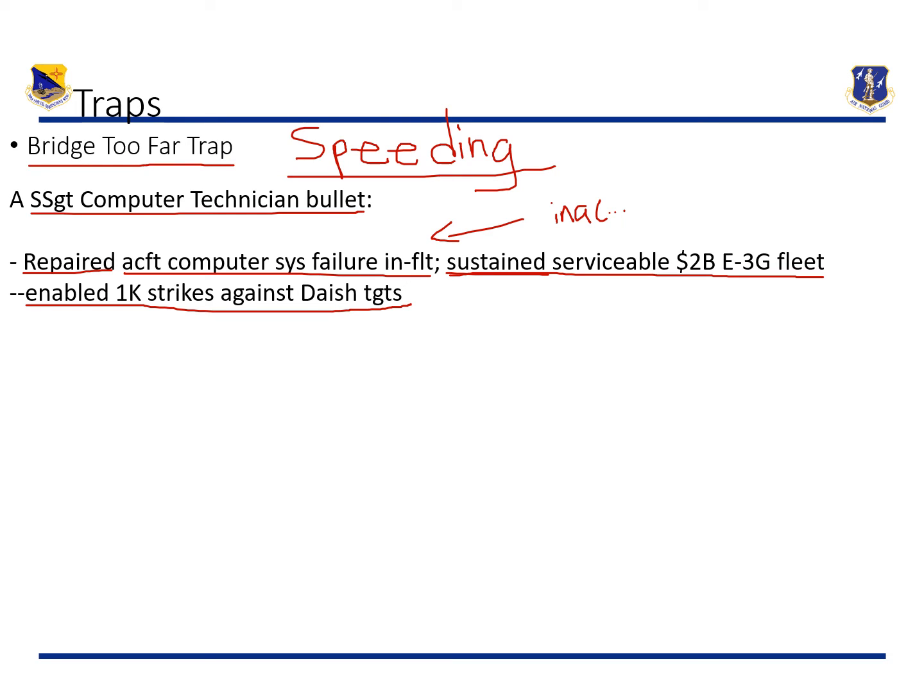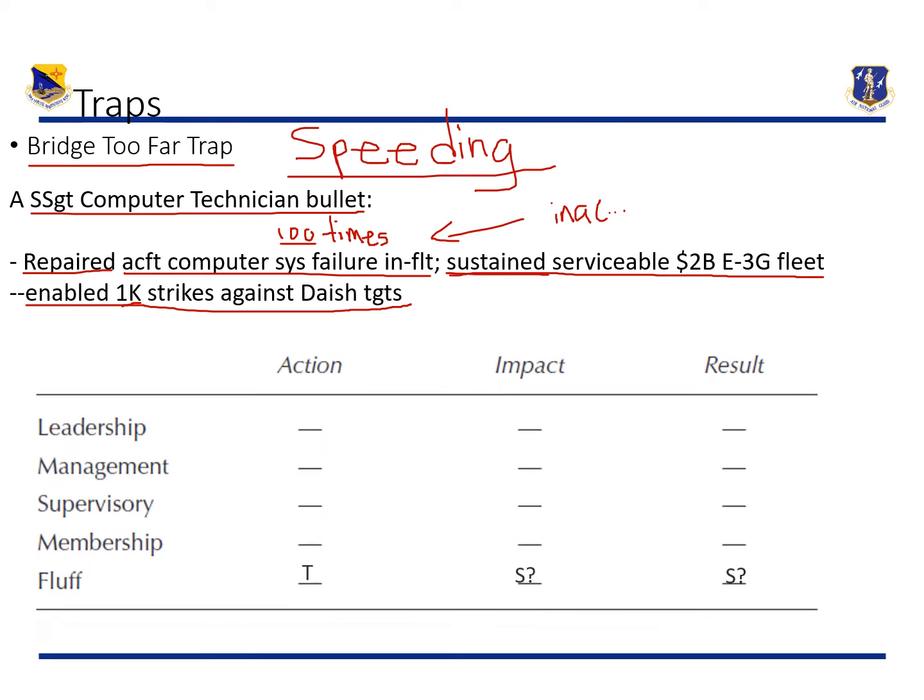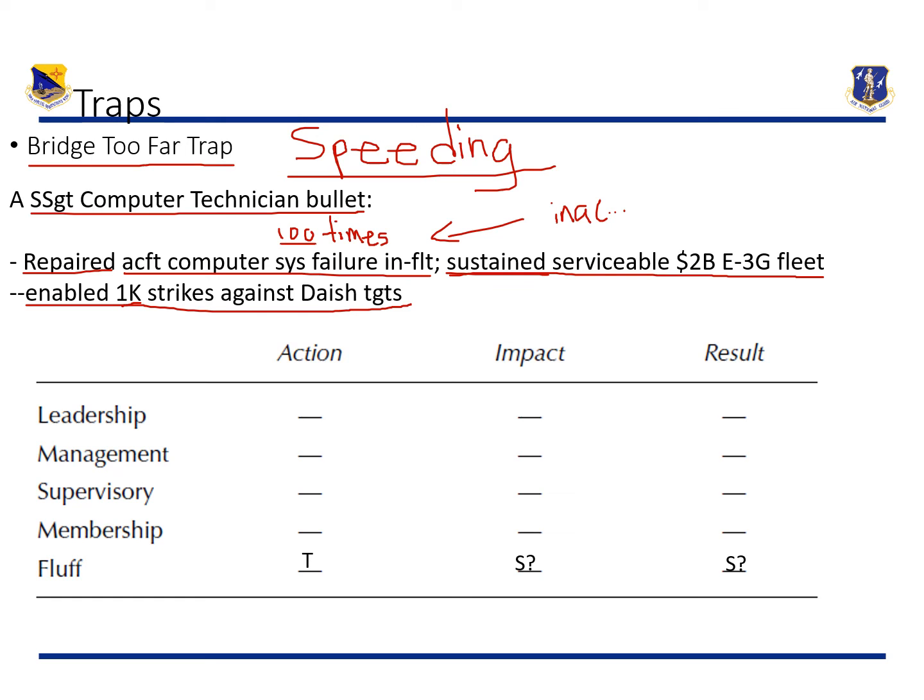I would say if he repaired the computer system 100 times, right? Talk about the data, right? And being accurate and specific. I would almost believe if he repaired the computer 100 times, let's say he flew 100 sorties and each sortie the computer system malfunctioned and he had to fix it. And we were able to get 100 strikes, or sorry, 10 strikes. Guess what? I would believe that bullet. But this is definitely speeding, and when it comes to a bullet like this, I'm a stickler for that.